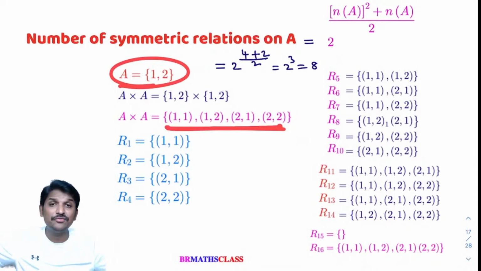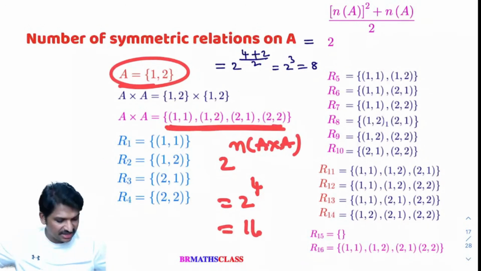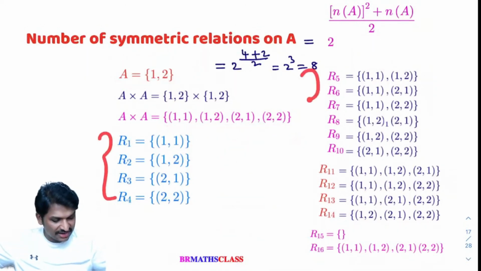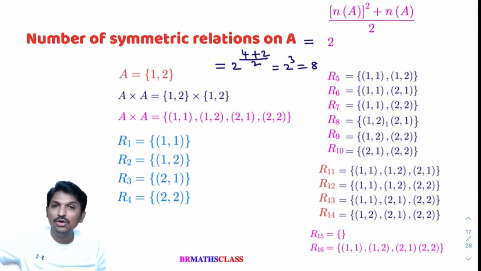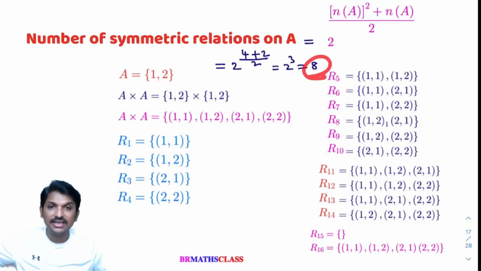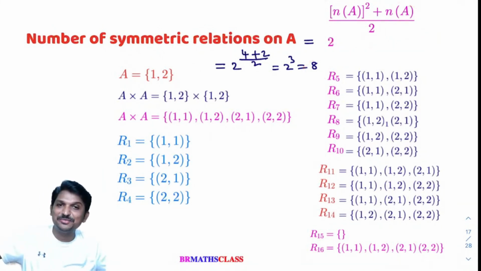Number of relations on A formula: number of relations on A is 2 power the number of elements in A cross A, which in this example is 4. 2 power 4 is 16. Total 16 relations we can form on set A. All the 16 relations I can write; I already wrote them here. Now in these 16 relations, how many relations must be symmetric? As per this formula, 8 relations must be symmetric, right?